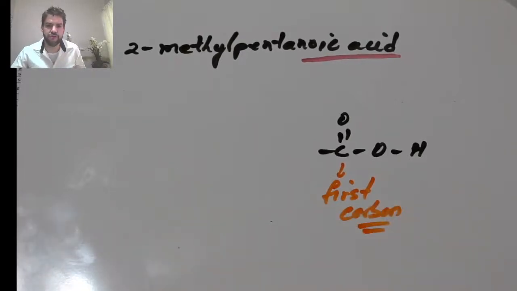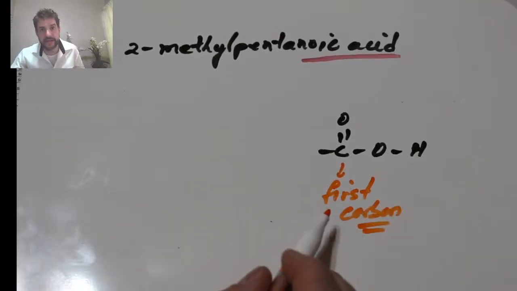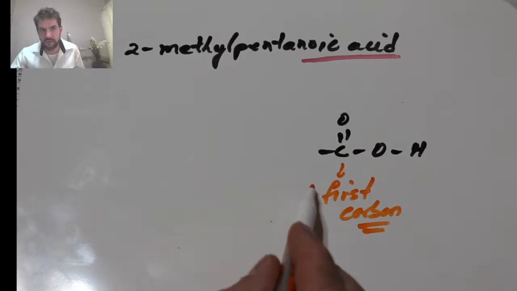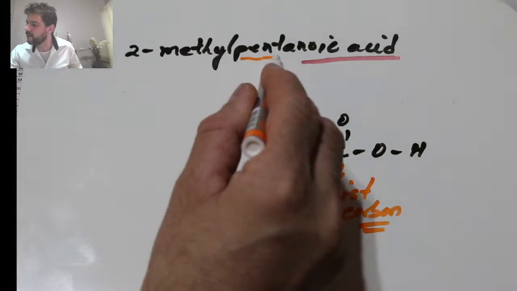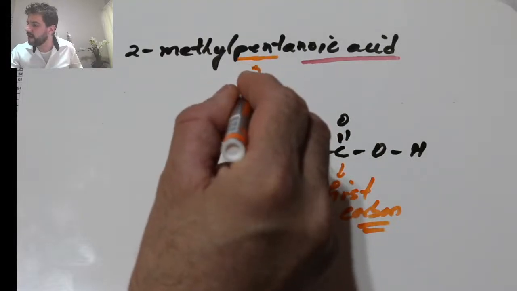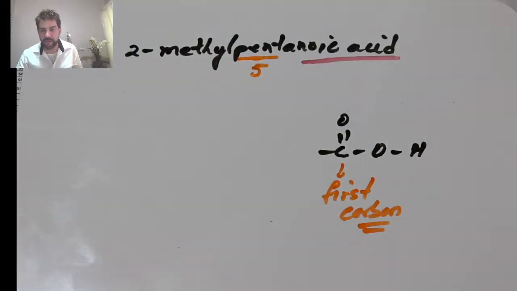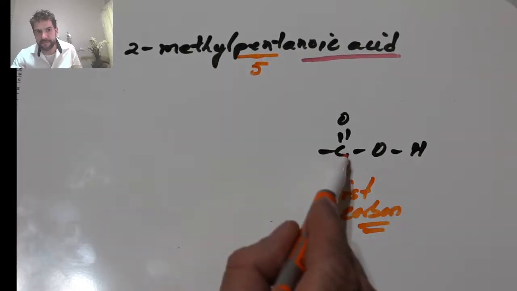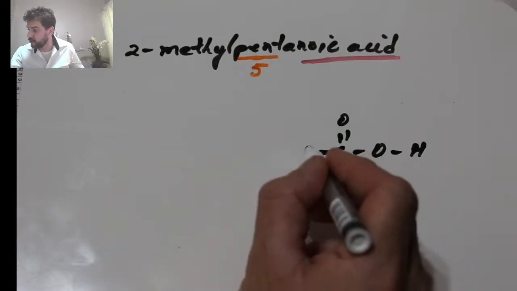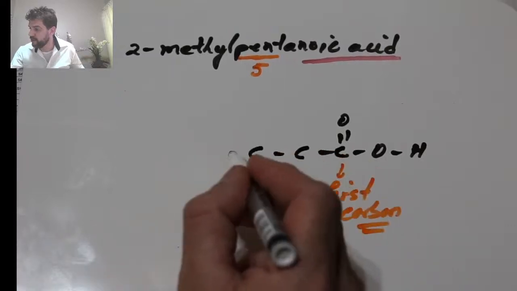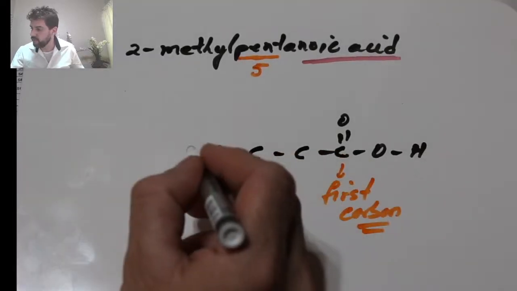Okay, so you make sure you count that carbon as the first carbon. So we now have the homology series. We need to look for pent. Pent means 5. So you have 5 carbons, including the carbon here. So this is carbon 1, and I'm going to represent 5 carbons starting from there. So that one is carbon 1, 2, 3, 4, and 5.